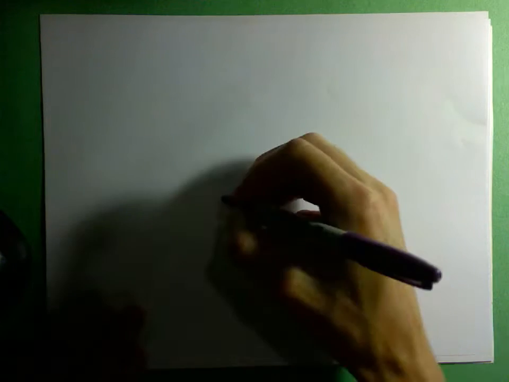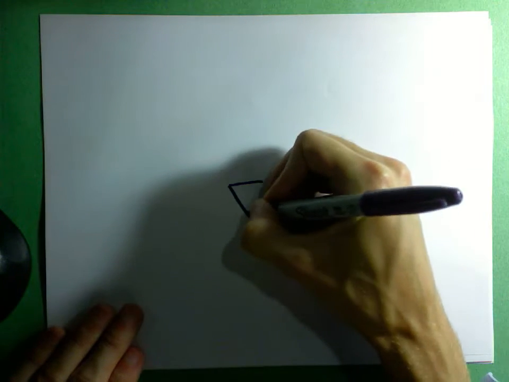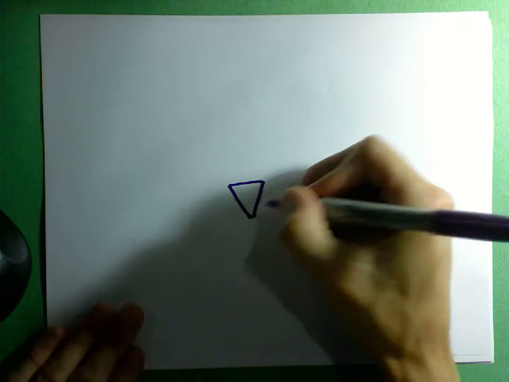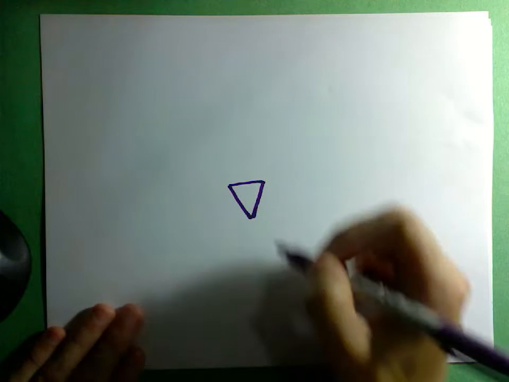Here we go. So we are going to start by making, like in the middle of your paper, an upside down triangle. So 1, 2, 3, 4 sides.